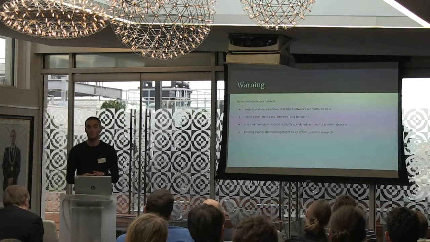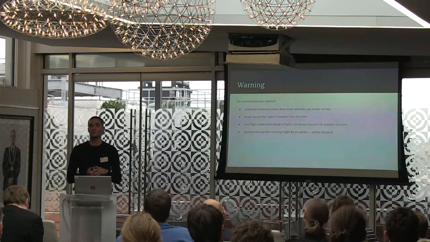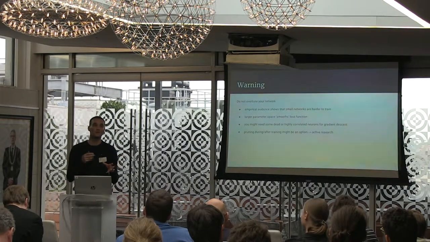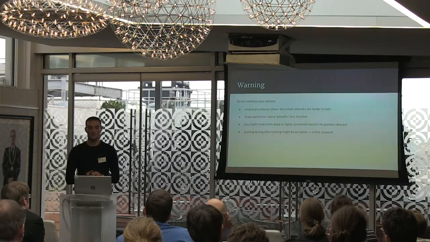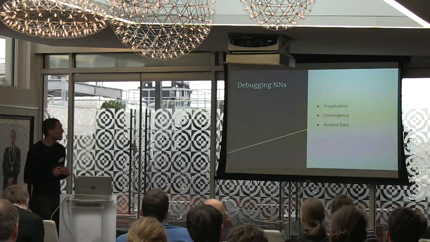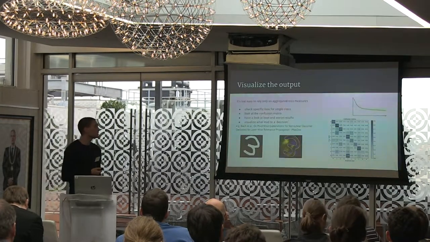So that can be a big problem. It turns out that for some problems, you need to start with big nets, and then maybe you can start pruning single neurons or pruning single layers out of the nets afterwards. Okay, so I'm pretty much up with my time, so I'll go quickly over the last slides, which are about debugging neural networks.